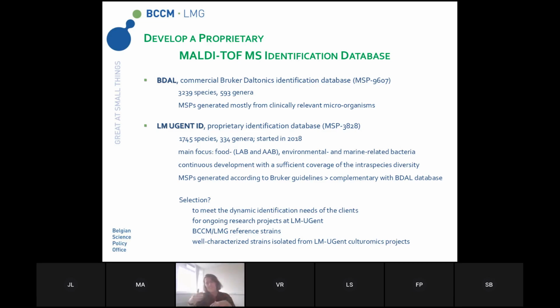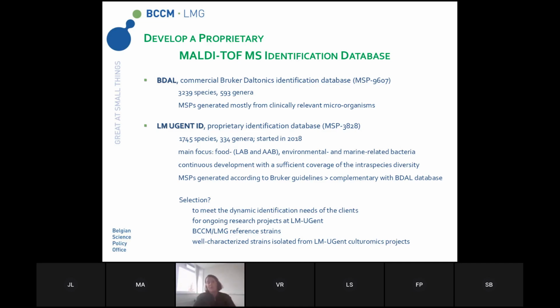It is a continuous development, and we try to have sufficient coverage of the intraspecies diversity. This is not always an easy case, and we try to use data that we've obtained in the past via, for instance, the ALLP project that was running in the past, and try to add as many different strains for certain species as possible to really cover the identification potential of our database.